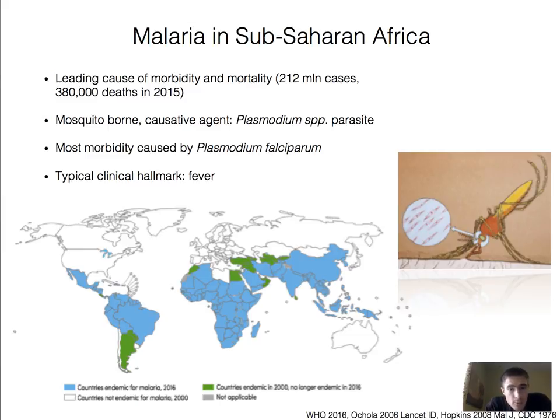Malaria is a mosquito-borne disease caused by protozoan parasites of genus Plasmodium. These parasites infect red blood cells. Most morbidity in Sub-Saharan Africa associated with malaria is caused by Plasmodium falciparum. A typical clinical hallmark of malaria is fever, accompanied by other symptoms such as headache, vomiting, and chills, and if left untreated, malaria can be fatal.